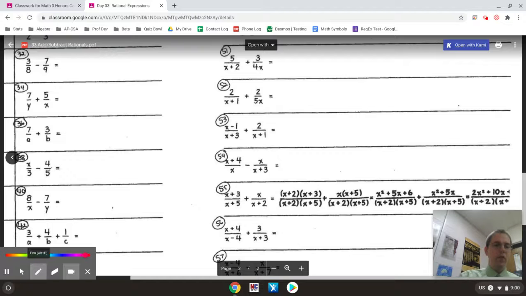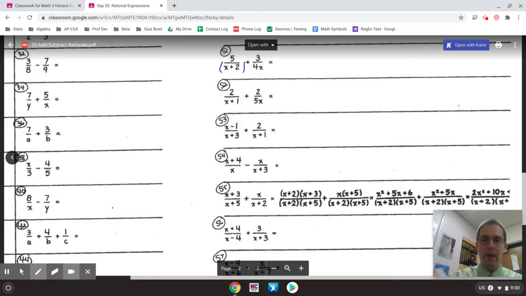Okay, we're going to do a few more examples of these ones with the larger denominators. So we'll start with 51 here. Notice that this first denominator has an x plus 2, and that x plus 2 is a factor. I find it helpful to put parentheses around it. So my common denominator will have to have an x plus 2.